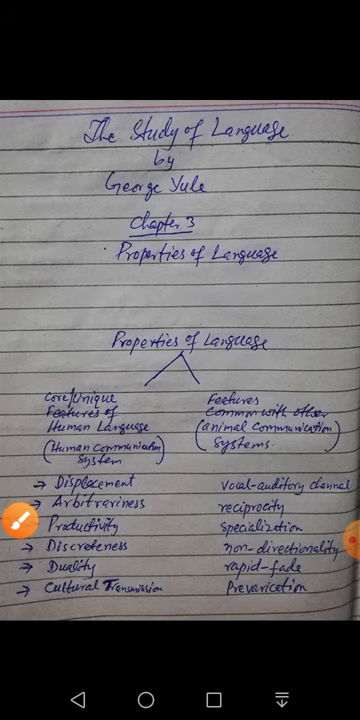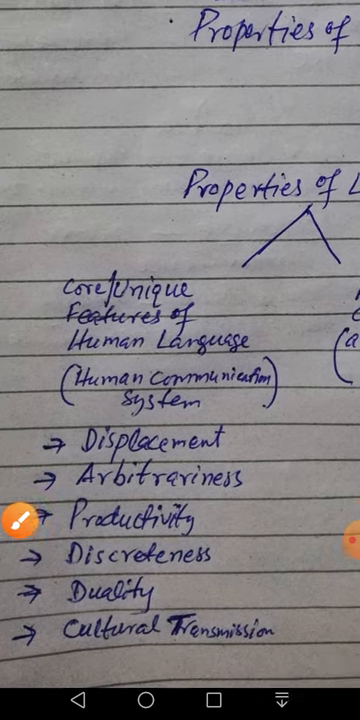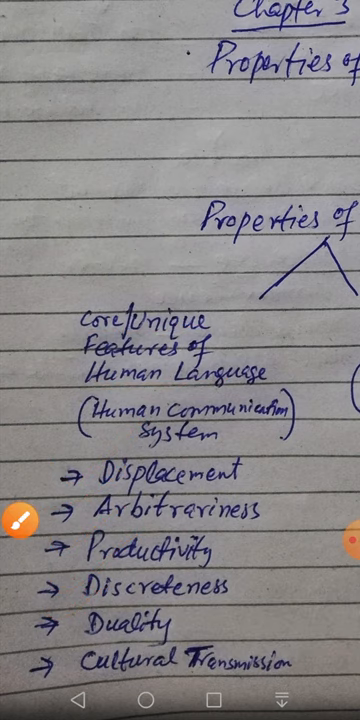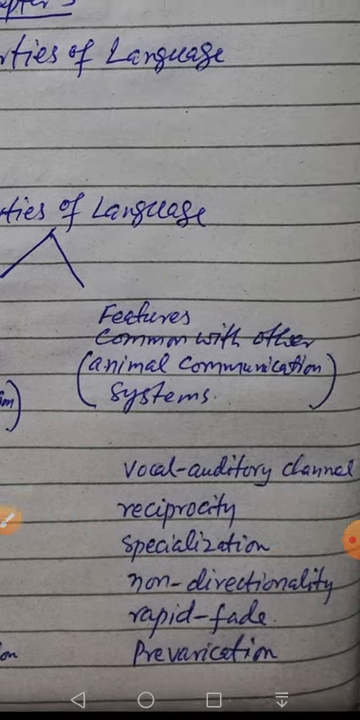Now let me zoom in. These are six properties which George Yule mentions as core or unique features of human language. These are displacement, arbitrariness, productivity, discreteness, duality and cultural transmission. So these are core features which are found only in the human communication system.